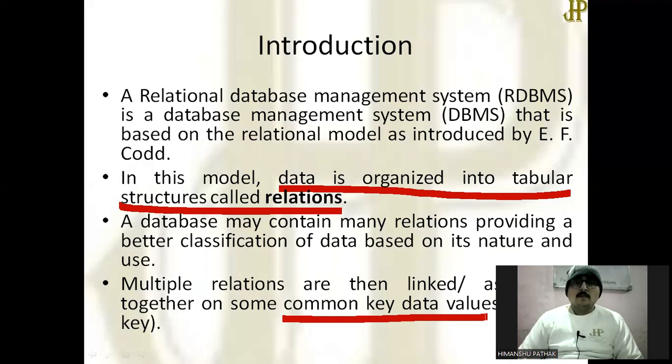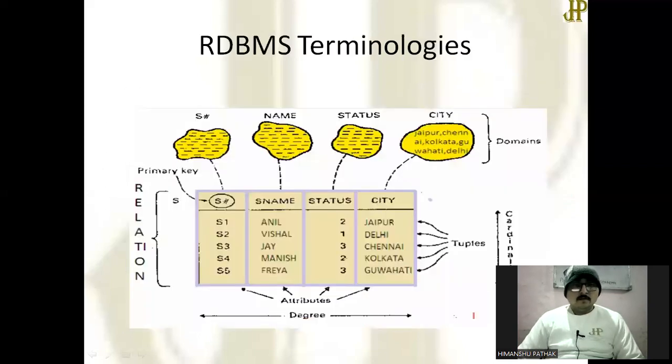Overall, you can say that in the relational model, data are kept in rows and columns in a structure known as a table. That's it. So here you can see an example of the various terminologies that we discussed. There is a table that has 4 columns: serial number, or you can say student number, student name, status, and city.